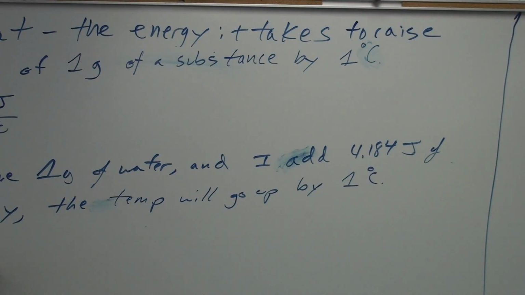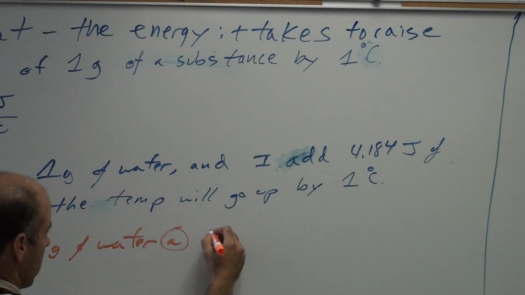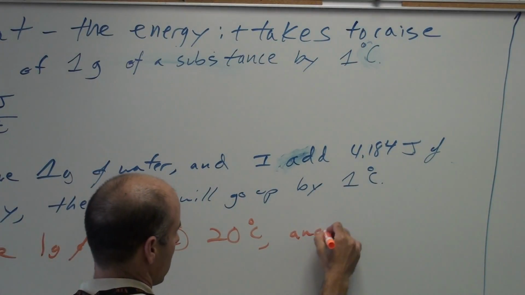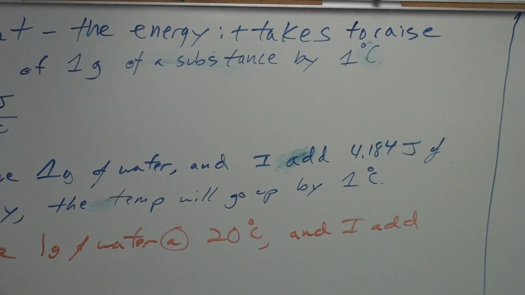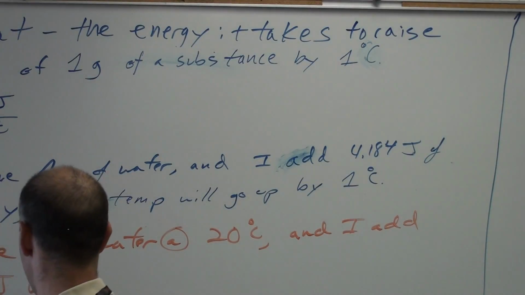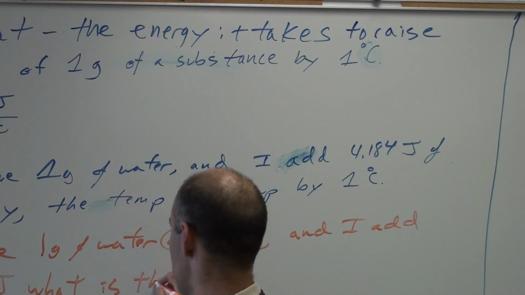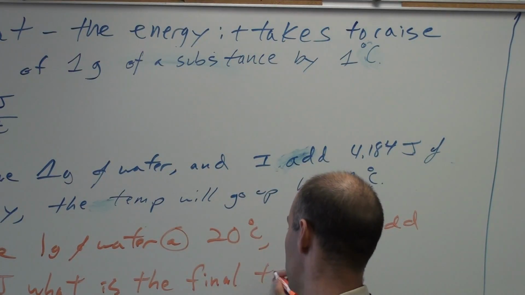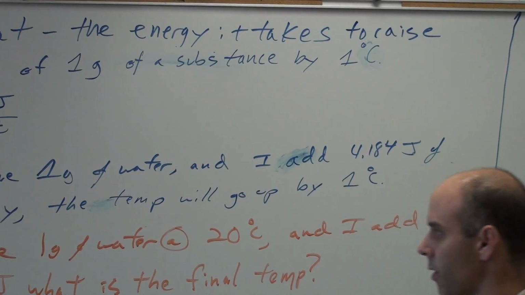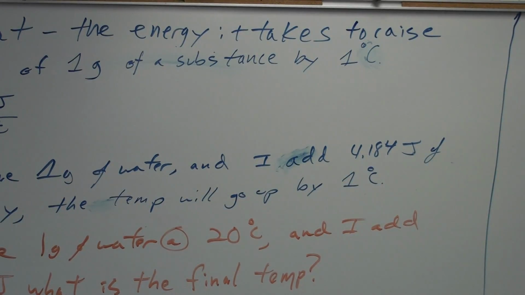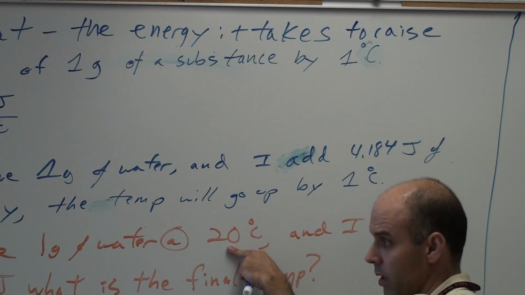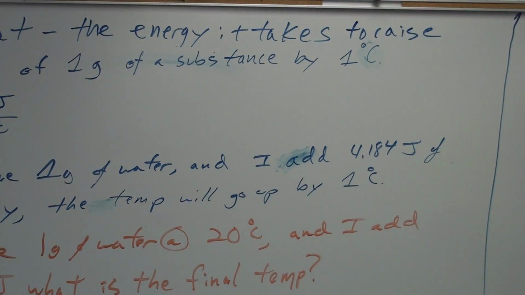So, if I have 1 gram of water at 20 degrees Celsius, and I add 4.184 joules, what's the final temp? 21 degrees Celsius. So I got 1 gram of water here, Chloe, at 20 degrees Celsius. I add that much energy. What's the final temp going to be? 21. Okay, it went up by 1.